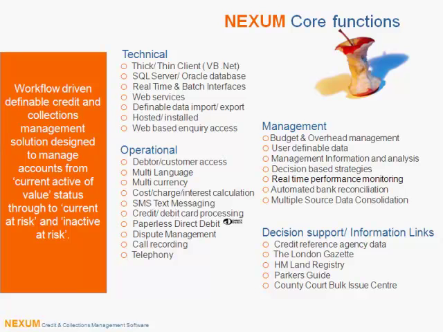Decision support is a massive part of today's modern collections and receivables function. Integration with credit reference agencies and third-party data such as the London Gazette, checking property values at HM Land Registry, car values at Parker's Guide, etc. are all relevant parts of NEXUM in terms of how it integrates with the outside world and how it uses that data to determine the most efficient collection strategy.